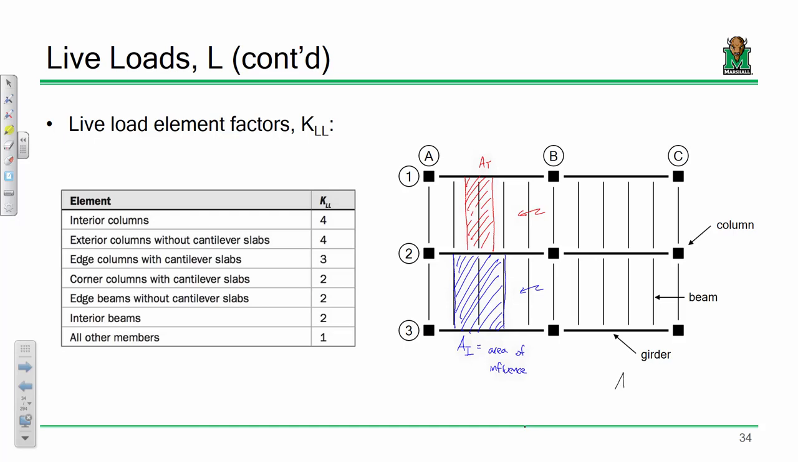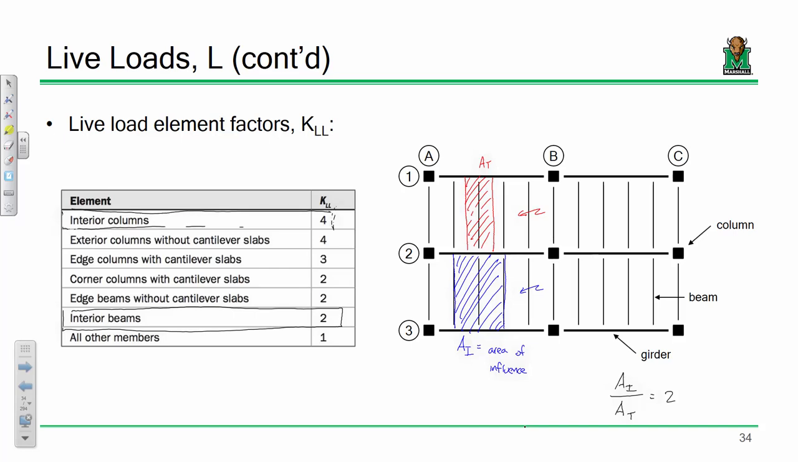Now let me ask you a question. If you took the value of AI and you divided it by the value of AT, what would you get for this beam? Double. So this is 2, right? So what's the live load element factor for an interior beam? That's what these are. That's it. So if you look at a column, for instance, like this corner, let's look at really any of the columns. So let's take this column. Here's the tributary area. Here's the influence area. And so if you were to look at those numbers and divide them, the live load element factor would be 4. And so for interior beams, the value is 2. For interior columns, the value is 4.